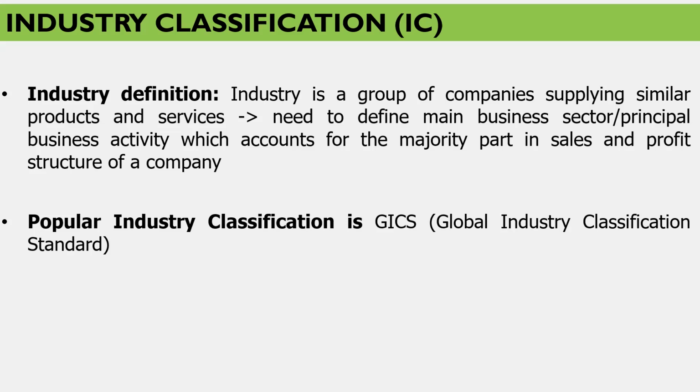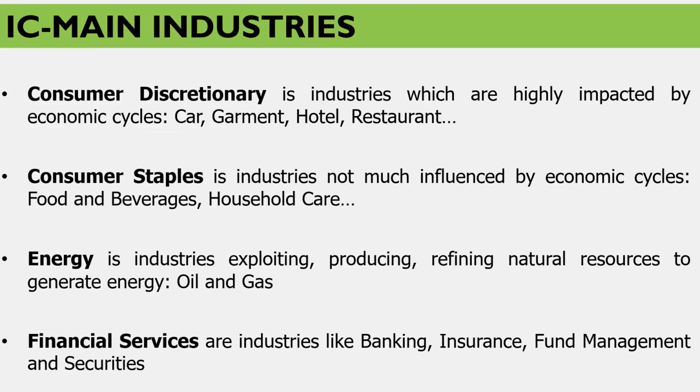GICS, the Global Industry Classification Standard, is the popular industry classification at the current time. GICS is a foundation for comparison of stock analysis and investment in different countries. According to GICS, there are 10 main industries.